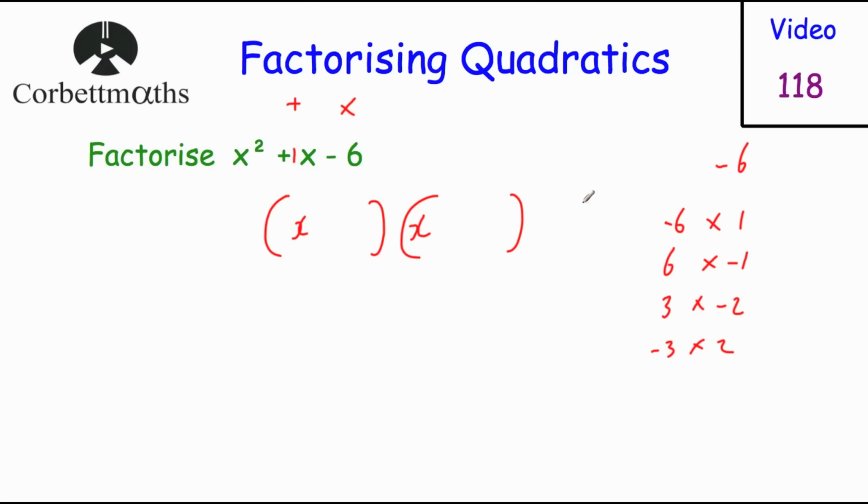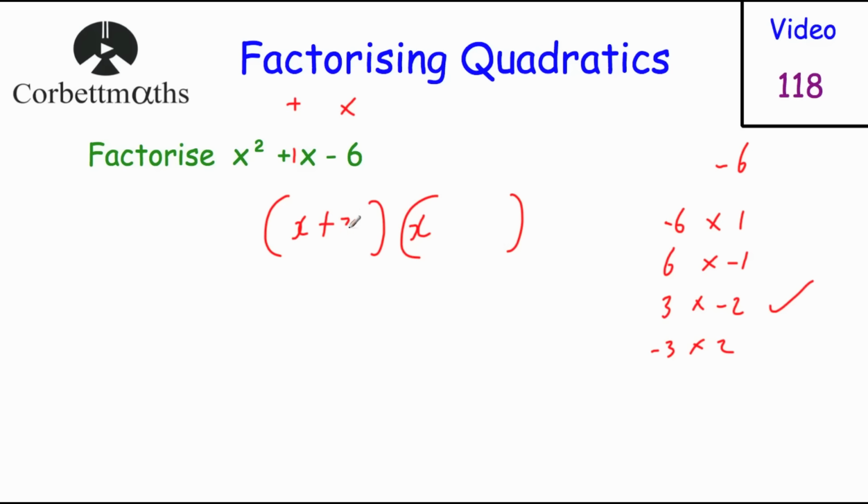But we want the one that will add together to give you 1, because it was plus x or plus 1x. So as you can see here, we've got minus 6 plus 1. Well, minus 6 plus 1 is minus 5. That's not going to be our right answer. We've got 6 plus minus 1. Well, that's going to be 5. That's not going to work. You've got minus 2 plus 3. Well, minus 2 plus 3 is 1. So that's going to be our correct option.